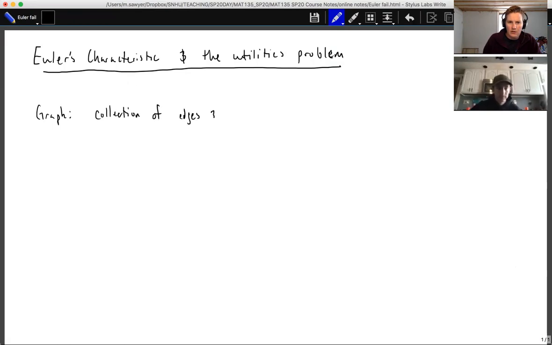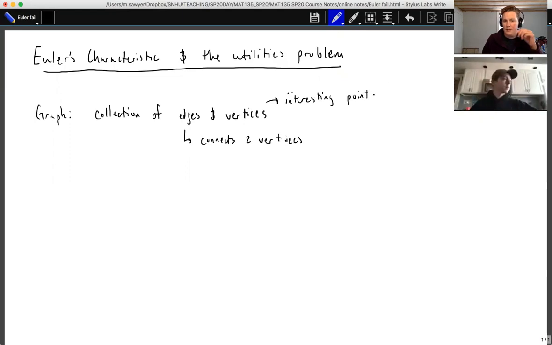Where an edge connects two vertices, and a vertex is an interesting point. So a vertex can represent something in the problem, like a house or a gas company or water or a utility, as in the case of the utilities problem.